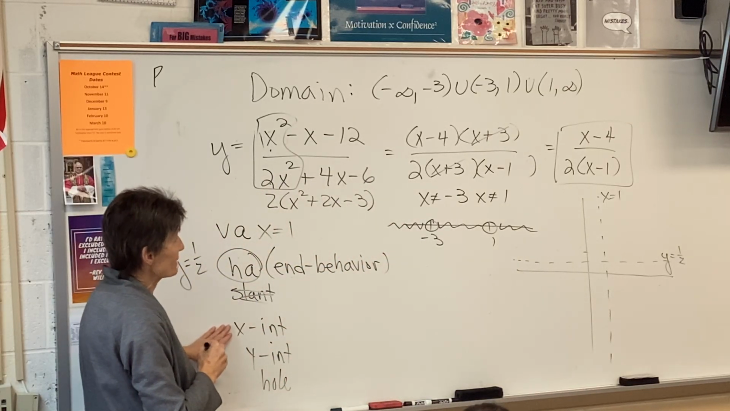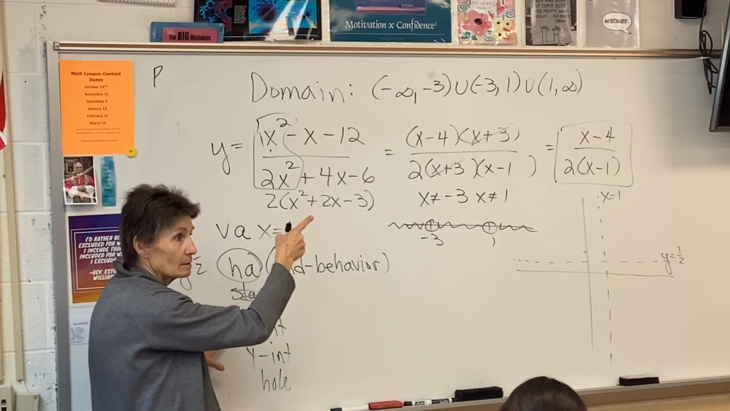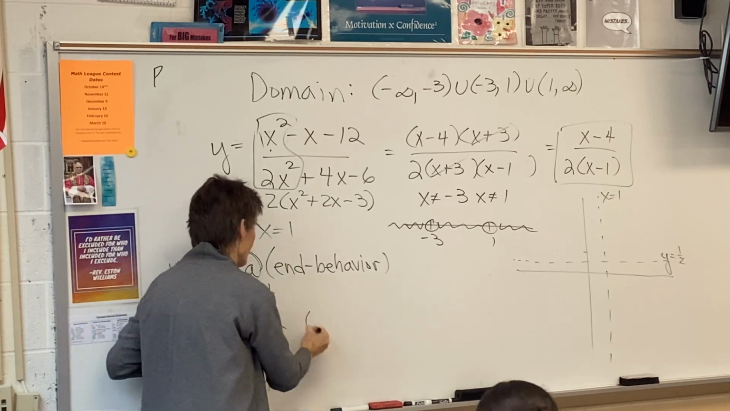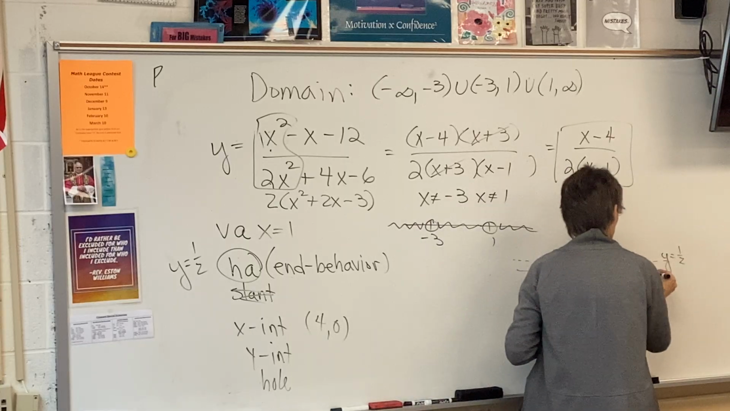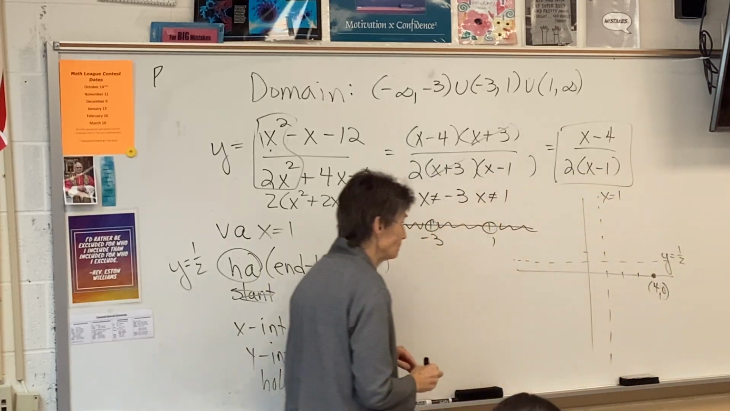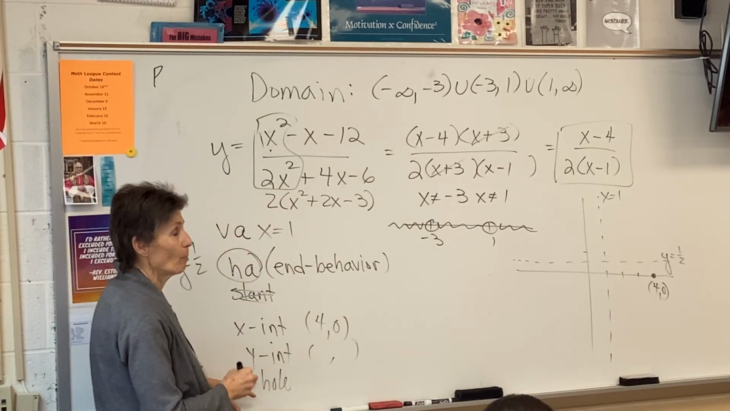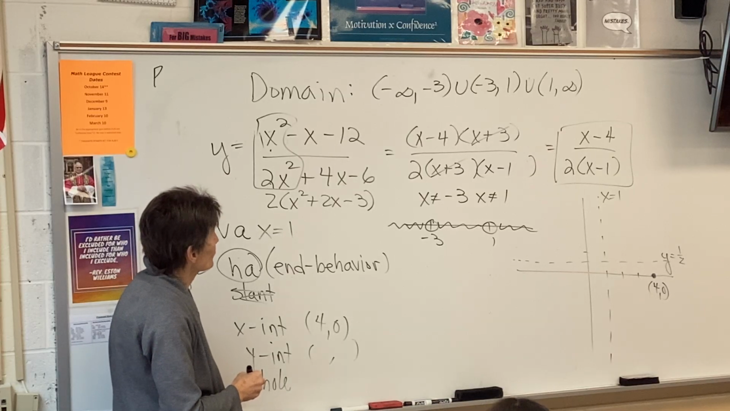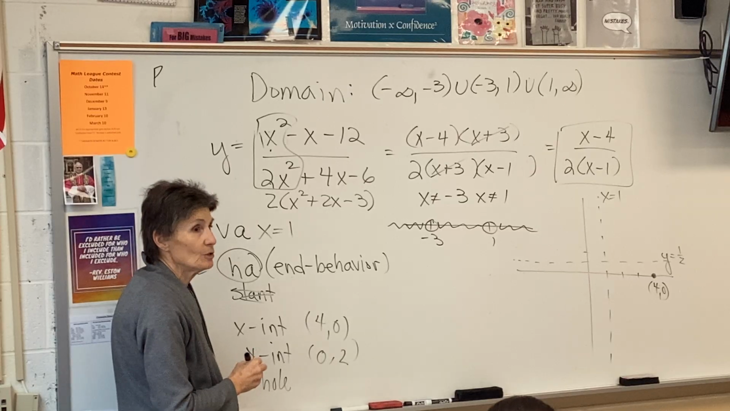Now, what about our x-intercept? It comes from the numerator: 4, 0. It's a point. Don't just say 4. Think about if you were plotting it, what would you write? 4, 0. And then how about our y-intercept? It is another point. That would be 0, 2.